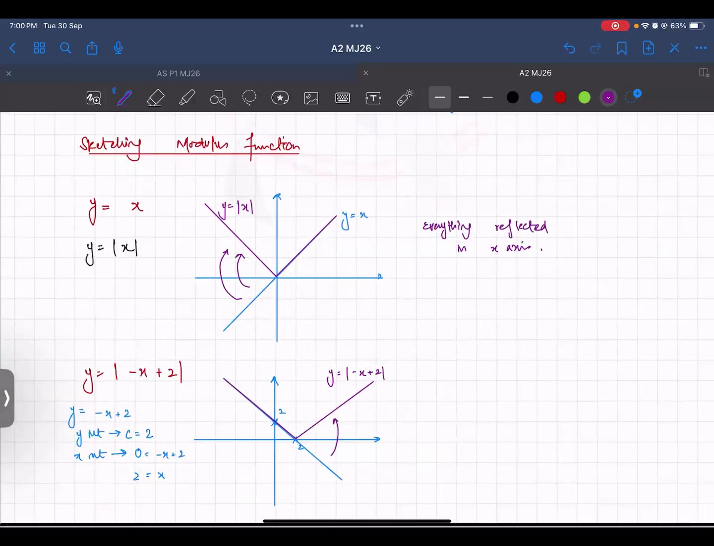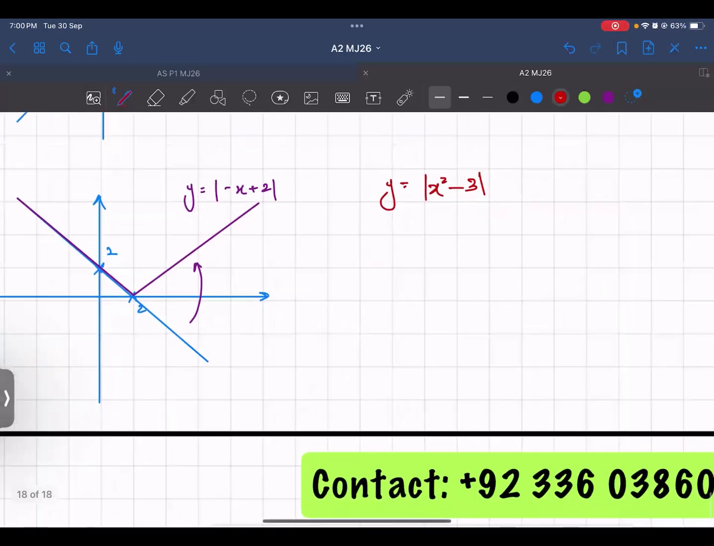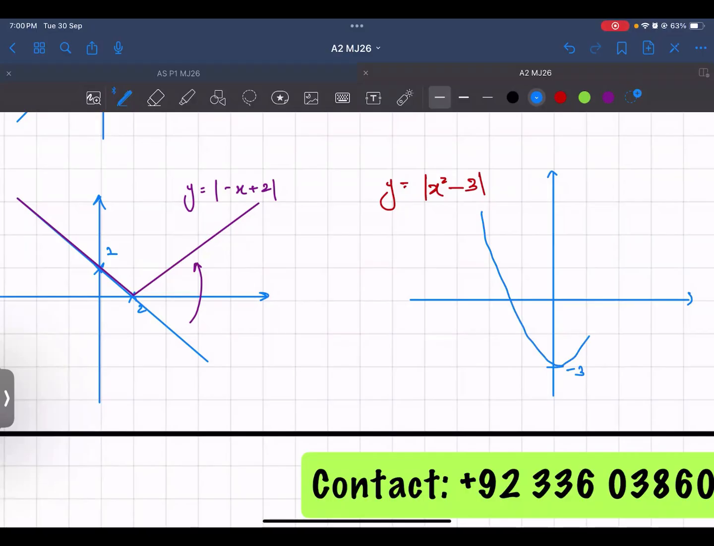Same happens with quadratic graphs as well. For example, you have y is equals to x square minus 3. So if I sketch this thing directly without the modulus, this would be something like this. Without the modulus, the y-intercept is minus 3. Let's suppose this is minus 3. And the turning point is also minus 3. So your quadratic graph, the normal one, would be like this. Easy.